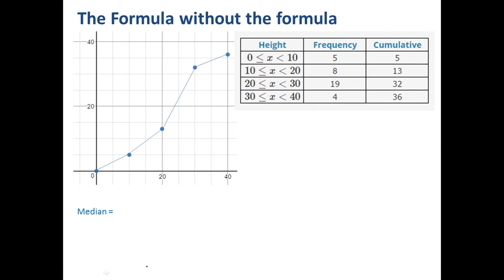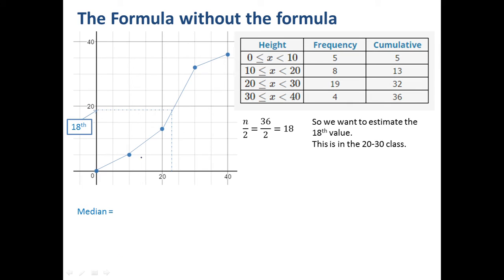So, formula without the formula, we need to work out first, like you do for any of these when you're finding the median, n over 2. So n over 2 is 36 divided by 2, which is 18. So we want to estimate the 18th value. If we use the graph to do that, we would find 18 on our cumulative frequency axis, and then we would go across and down, and the value would be here. So around 23. So we're going to do that, but we're actually just going to use our intuitive method.